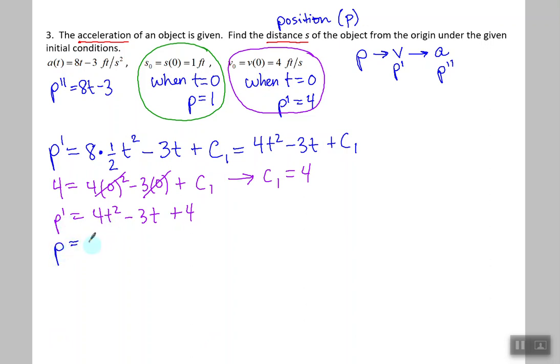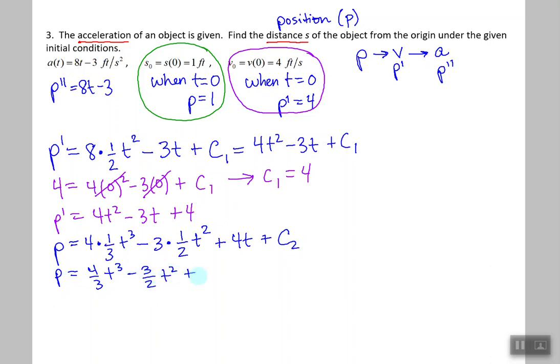p equals, 4 is a constant multiple, add 1 to the exponent, t cubed, and multiply by the reciprocal of the new exponent, 1/3, minus 3 times, add 1 to the exponent, which is 2, multiply by the reciprocal of the new exponent, 1/2, plus 4t, plus our second arbitrary constant in this problem, c sub 2. Let's clean this up a bit. So p equals 4/3 t cubed minus 3/2 t squared plus 4t plus c sub 2.